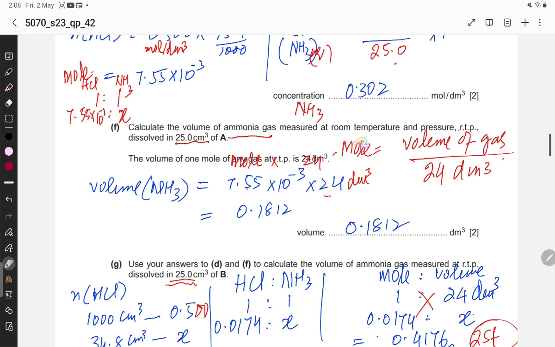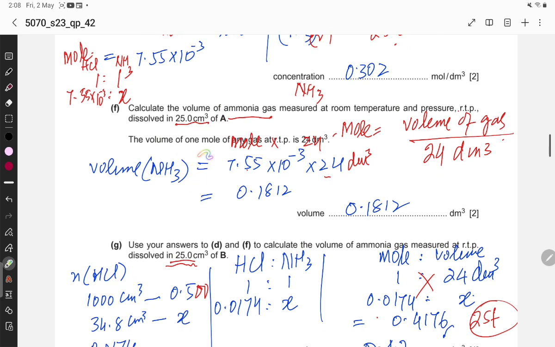Calculate the volume of ammonia gas measured at room temperature and pressure dissolved in 25 centimeter cube of A. So the volume of 1 mole of gas, we know, is equal to 24 dm cube. So we are using this mole for ammonia, and it is multiplied by 24 dm cube, because volume of gas is equal to moles times 24 dm cube, the molar gas volume. So the answer is volume is 0.812 dm cube.